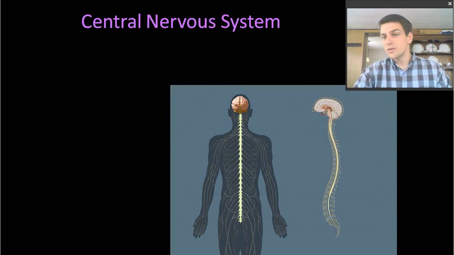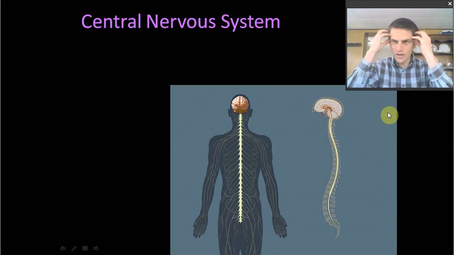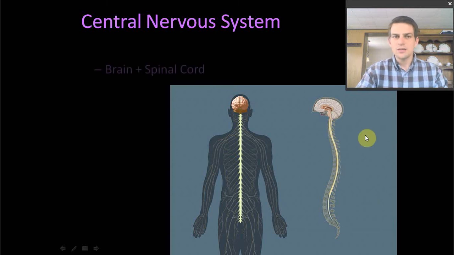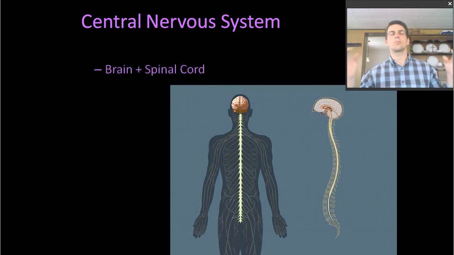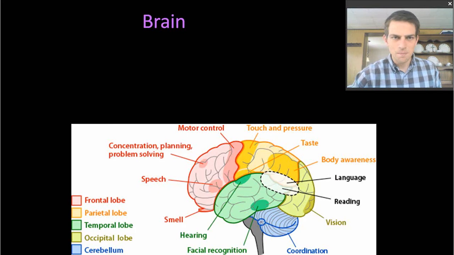So the central nervous system is like the central control of your body. It is made up of your brain and your spinal cord. We all know where our brain is. It's in our head, inside the cranium. But then the spinal cord goes down along your backbone, and its job is to connect your brain to the rest of your body. And I believe I have individual slides for each of these.